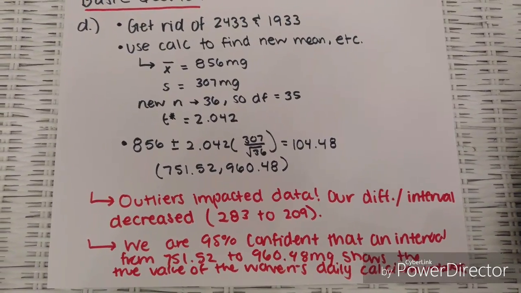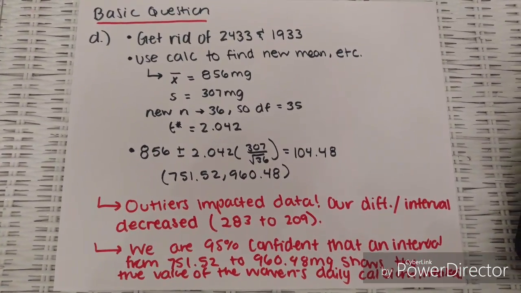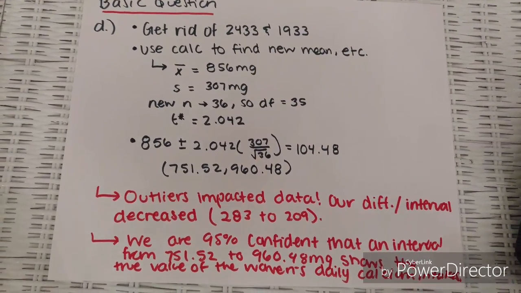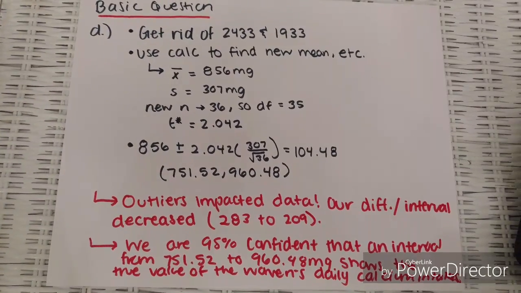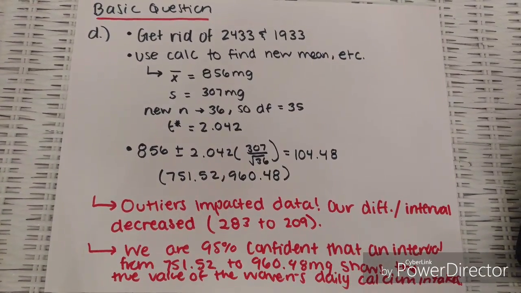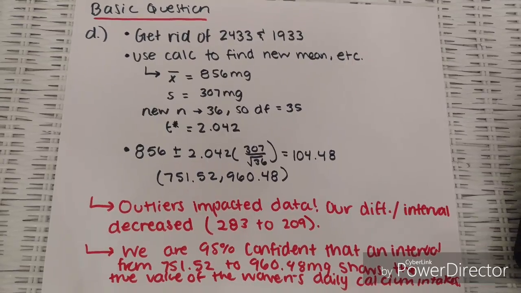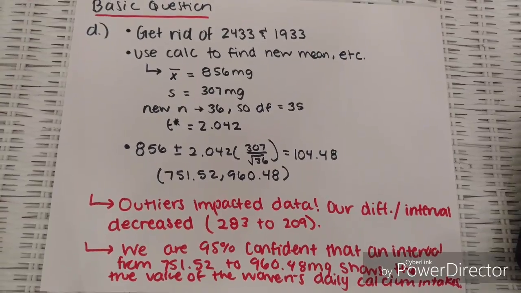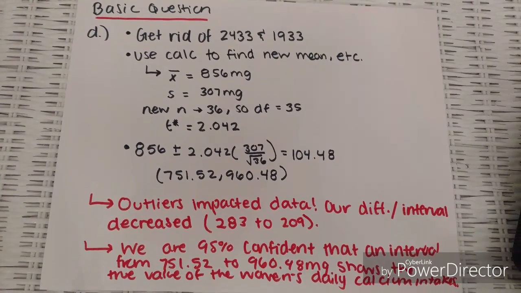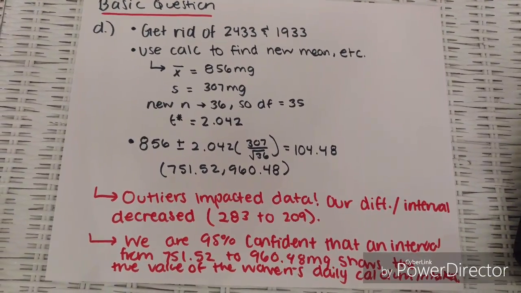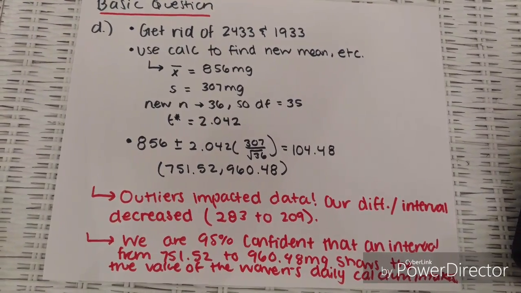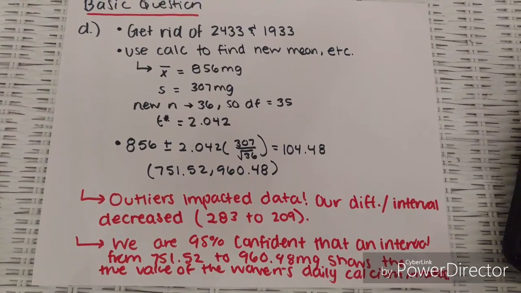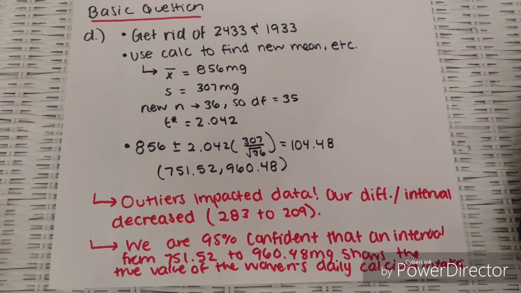From this we can determine that our outliers significantly impacted our data, because the width of our interval decreased from about 283 to 209. So our new confidence interval statement: we are 95% confident that an interval from 751.52 to 960.48 milligrams captures the true value of women's daily calcium intakes.